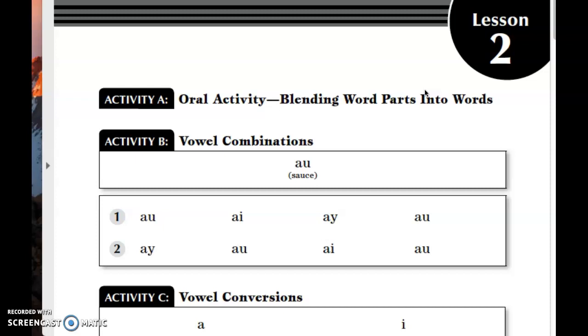Optimism. What word? Optimism. I'll say the parts, you say the word. Decoration. What word? Decoration. I'll say the parts, you say the word. Incapable. What word? Incapable. I'll say the parts, you say the word. Contaminate. What word? Contaminate.